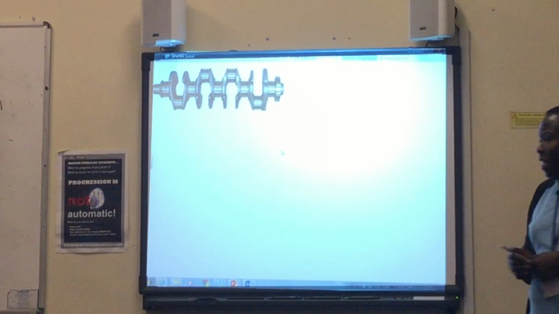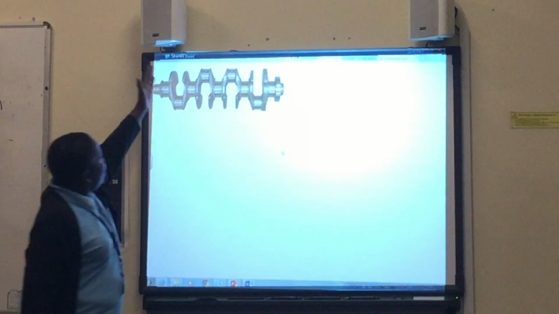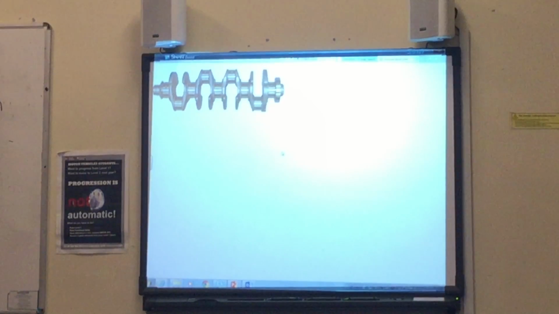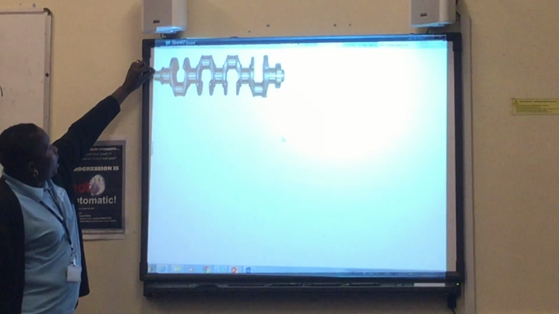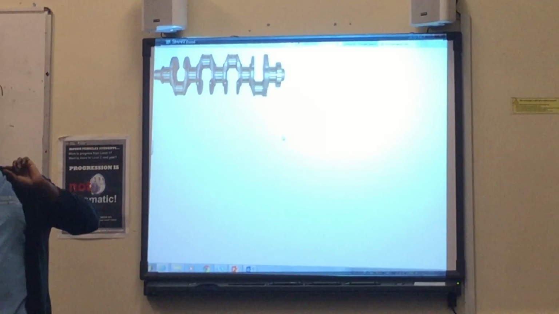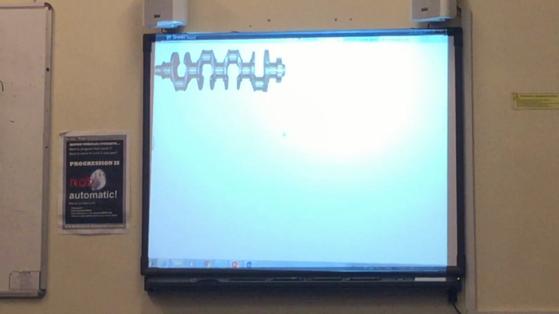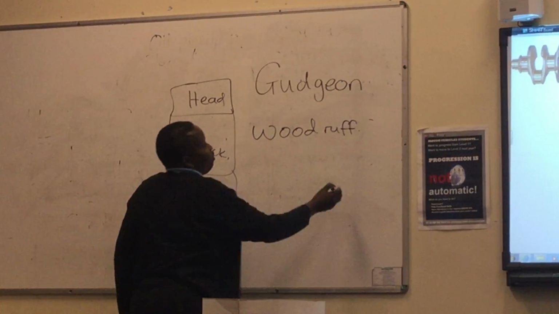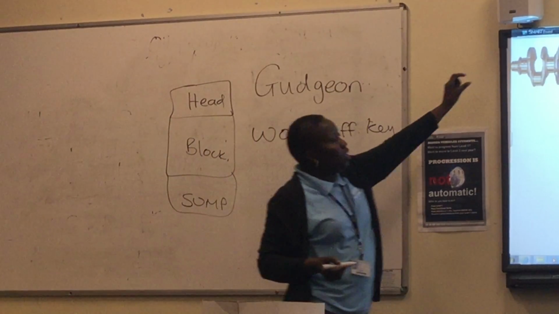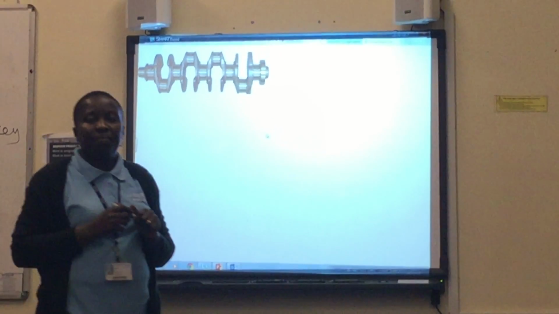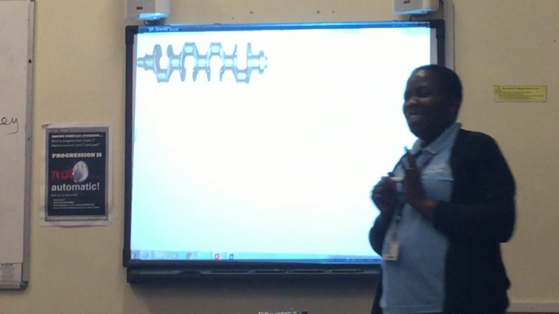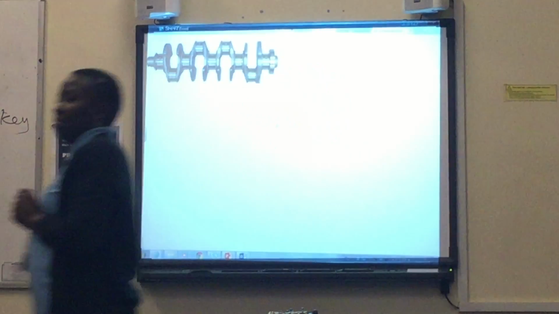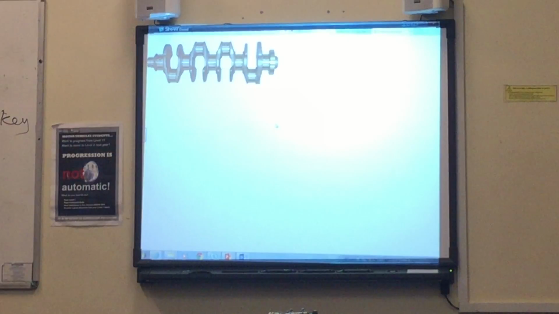Are we clear there? At the other end of the crankshaft is where we have the crankshaft pulley or the timing gear. Then we have a small key which acts as a locking device, called a Woodruff key. The Woodruff key will lock the crankshaft to the timing gear. Are we clear on the crankshaft, piston, and connecting rod?